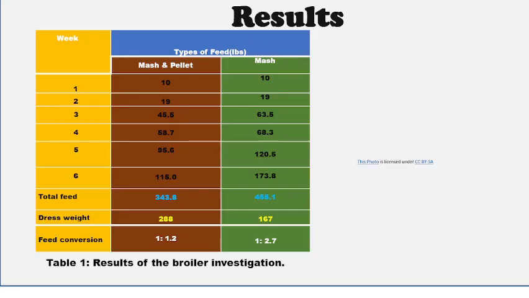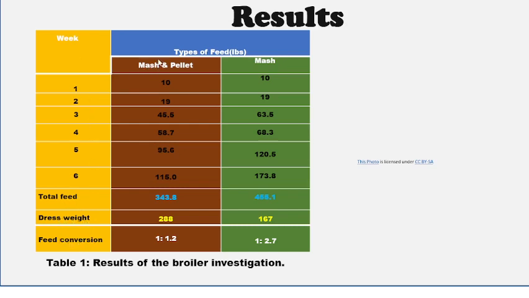Now that you have collected your data, you want to indicate your result. And so we have a table, and you present your result on a table. For the first column, it shows weeks 1 to 6, and we have total feed. We also have the dressed weight and we have feed conversion ratio.